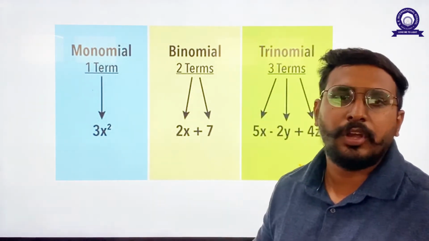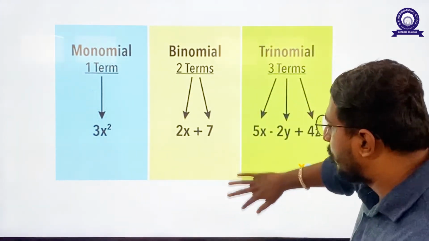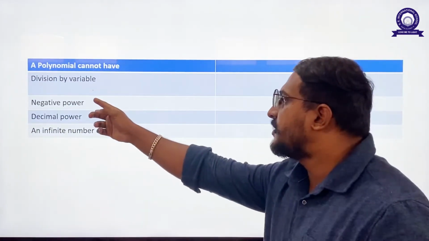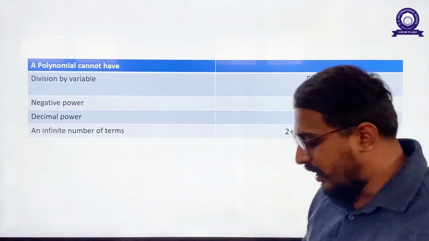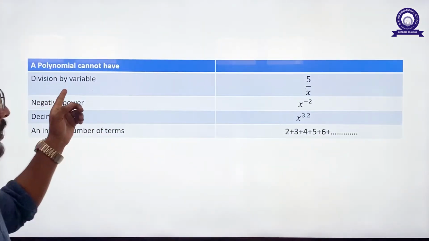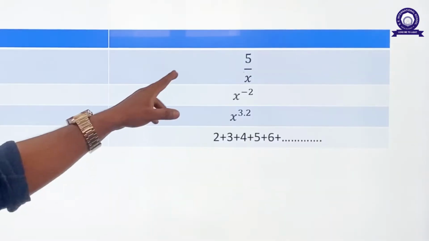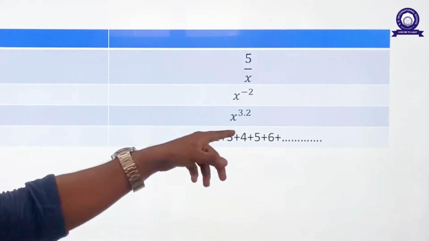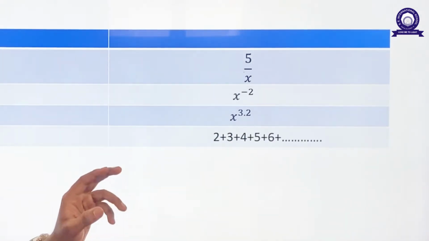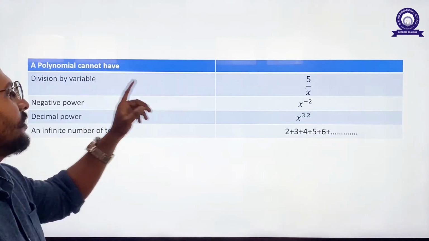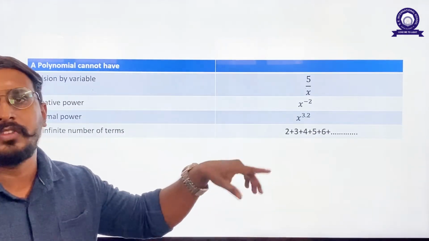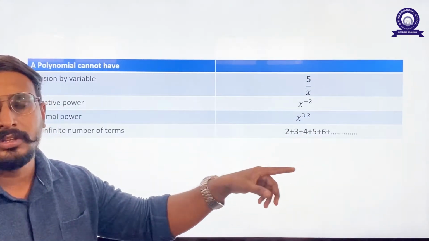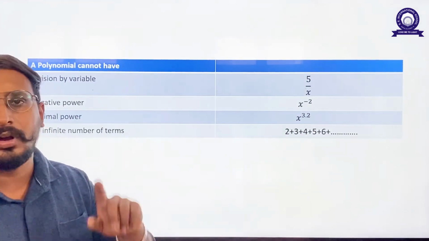How can we say that something is not a polynomial? Moving forward, a polynomial cannot have division by a variable. As you can see over here, division by a variable. I have shown one example: 5 is in the numerator position upon x, and x is in the denominator position. But what is the condition? Division by a variable: a variable cannot be used as a denominator. If this term is used in the polynomial equation, then it won't be a polynomial. We cannot call it a polynomial.